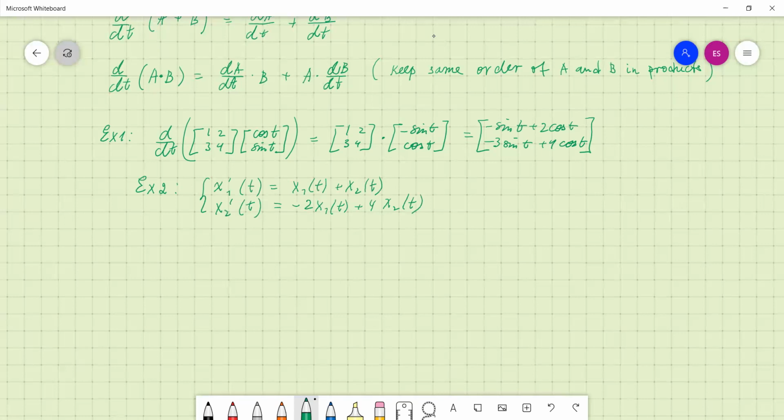So step number 1, we are going to write down this system of differential equations into a matrix form. First, we are going to define a vector matrix of variables. They are going to be x1 of t and x2 of t. They're my dependent variables. Functions which we are searching for, they are unknowns.